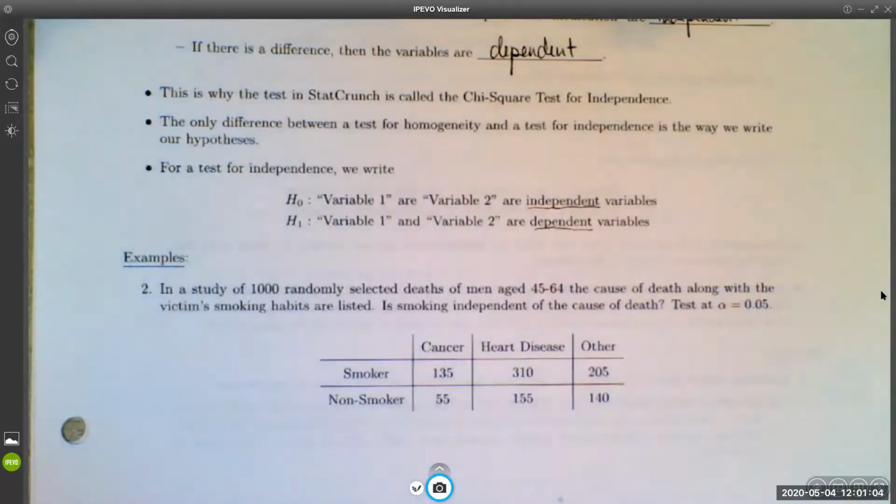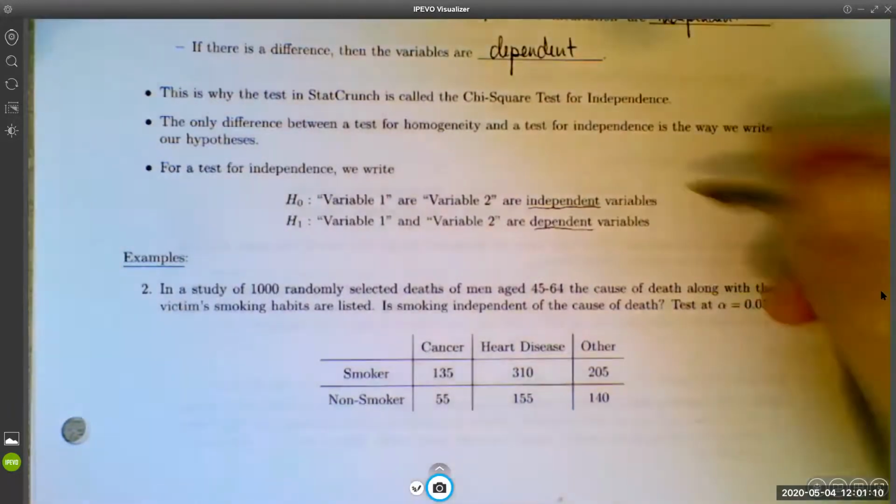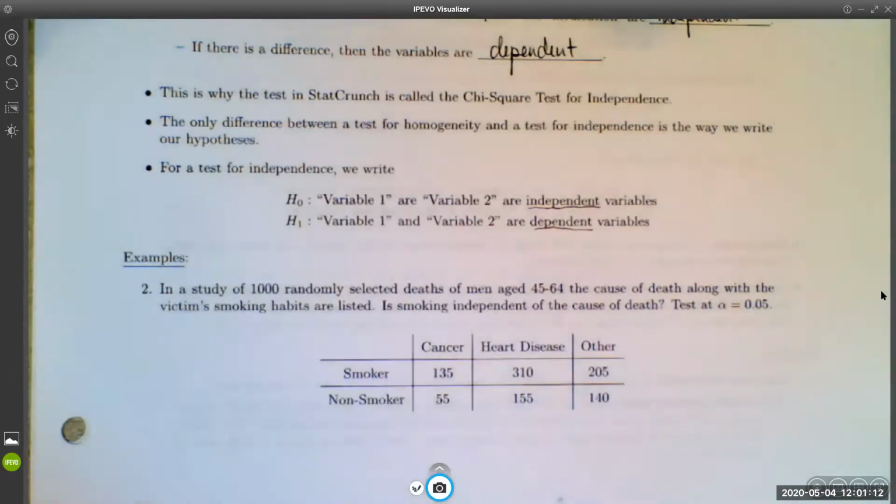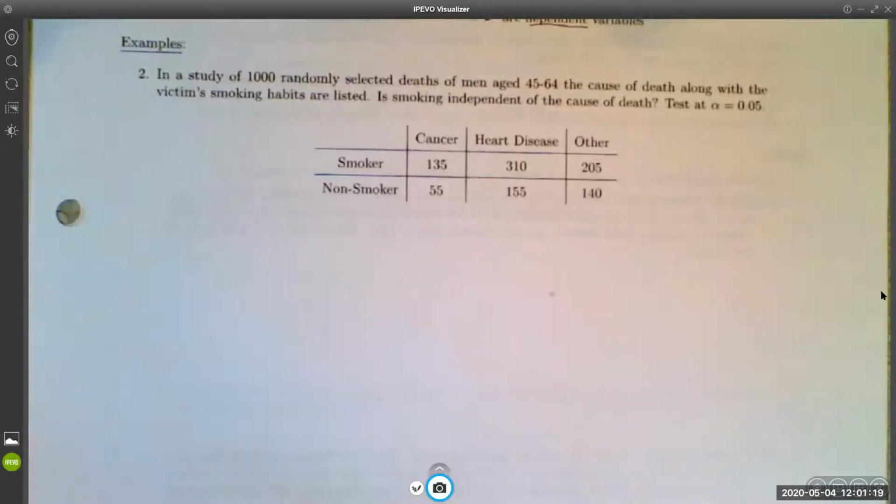I can tell you right now, about half of my students in past semesters will mix those up. Don't mix them up. The null hypothesis is independent, always, right? The alternative is dependent, always, okay? Well, let's take a look at some examples now.